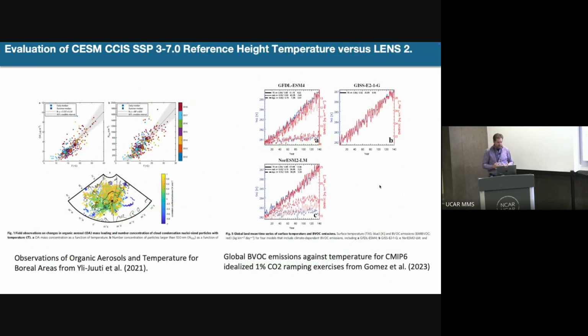So if we go through the literature, is that expected? Is that something we would want to have in the model that wasn't previously there? The answer is yes. There are observational studies showing this, and there are also the 1% ramping CMIP6 simulations where they had interactive volatile organics in these different models, and they all show this really strong response. You've got temperature in the blue versus the amount of volatile organics being produced in the red, and you can see a very strong temperature response within the models when they are in this volatile-organic-explicit configuration.